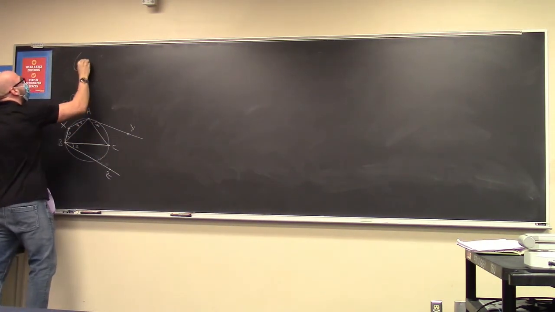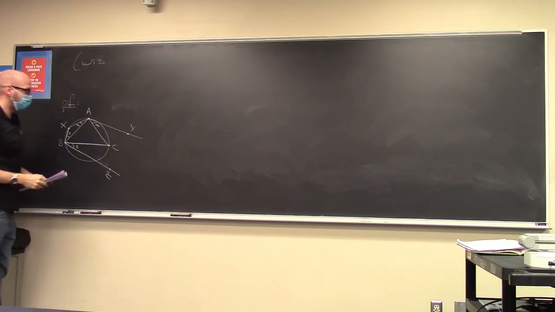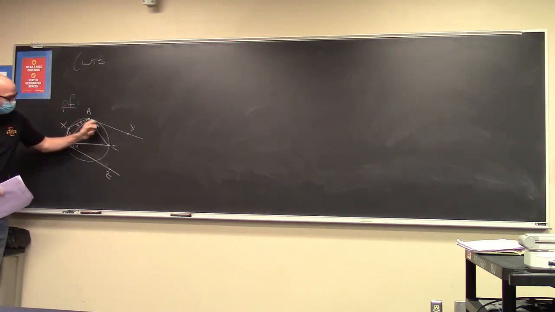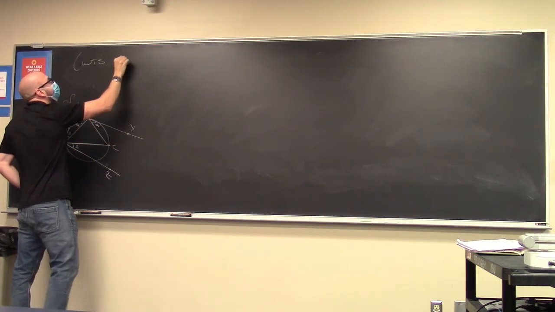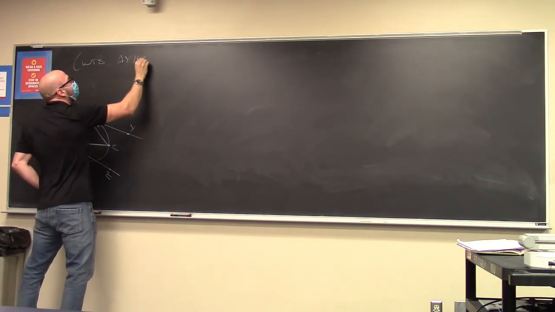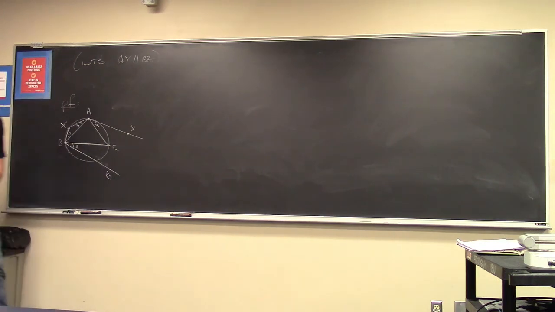Alright, so we'll just make a note. Obviously this is what we want to do. Our conclusion is going to be we want to show AY is parallel to BZ. And the way we're going to do this is really just with a whole bunch of angle chasing. We just need to make a bunch of angle sum arguments.